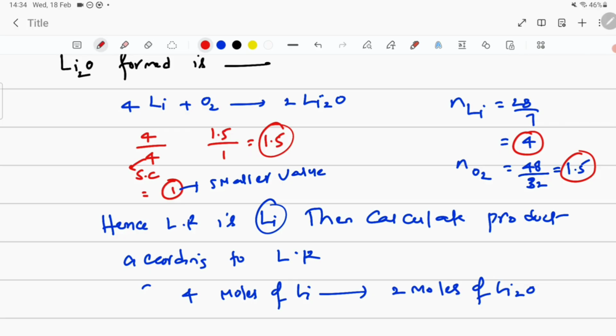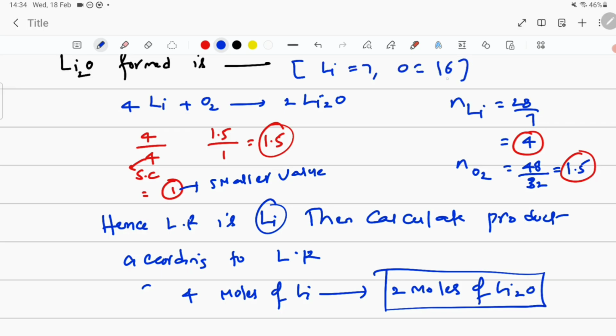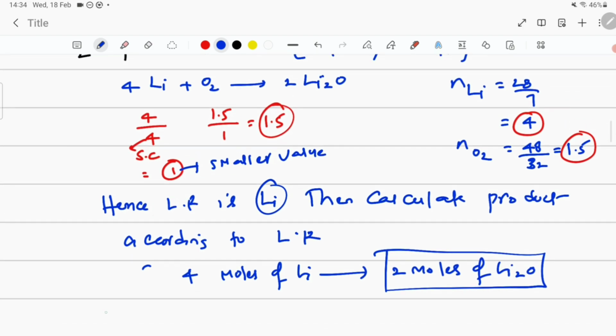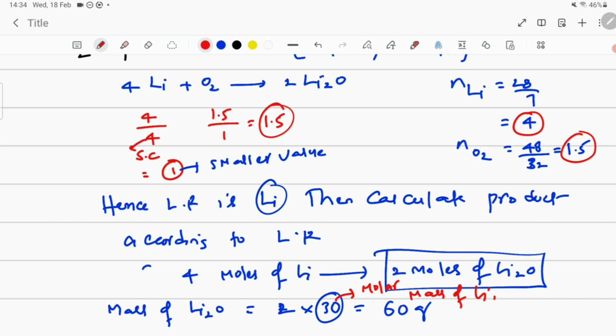But they are asking about mass. How to find mass here? See, the molar mass: lithium mass is 7, oxygen is 16. So the molar mass of Li2O is 30 grams. Mass of Li2O is moles into the molar mass of Li2O, so overall 60 grams is the answer. What is this 30? It is the molar mass of Li2O.